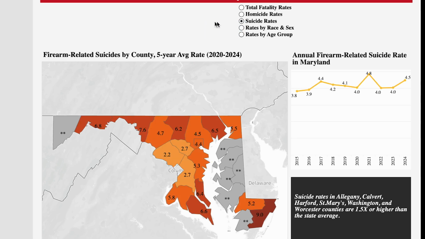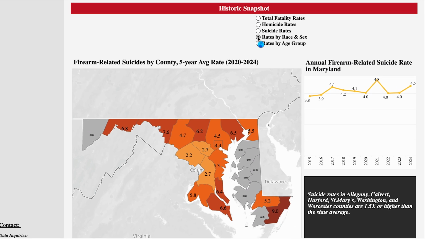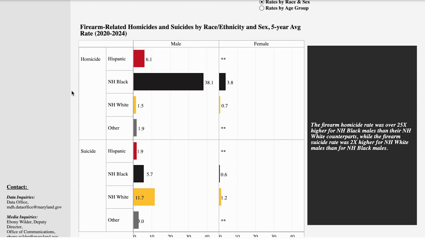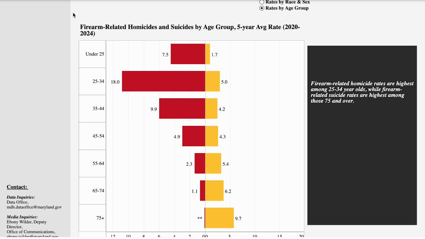This map will also provide us the option to look at firearm suicide rates, and you can see the counties that are most impacted by firearm suicide. There's also an option to look at the rates by race and gender to see which communities are most impacted by both firearm homicide and firearm suicide, and the differences between age groups. And you can see which age groups are impacted most by firearm homicide and which age groups are impacted most by firearm suicide.